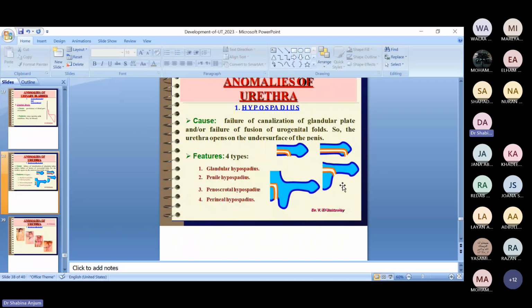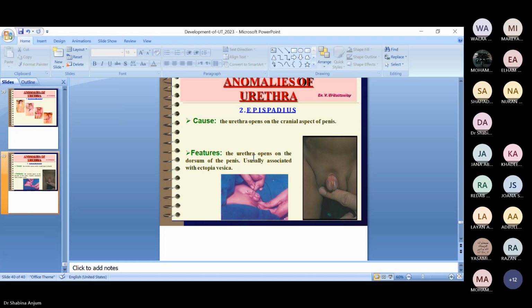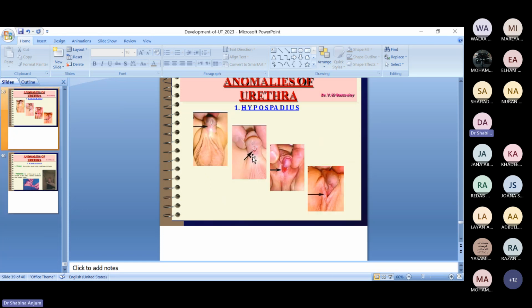And here you can see that it is going toward the scrotum. And here you can see that it has reached the last part, but it is penile. And this is called glandular. There are 4 stages of hypospadias. Here you can see that the opening is not at the tip of the glans penis, it is at a different level.